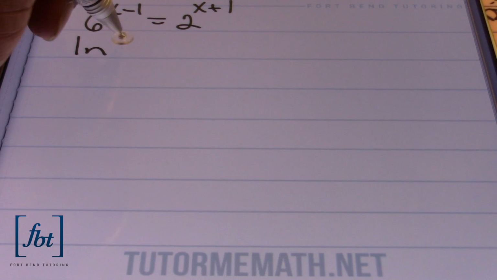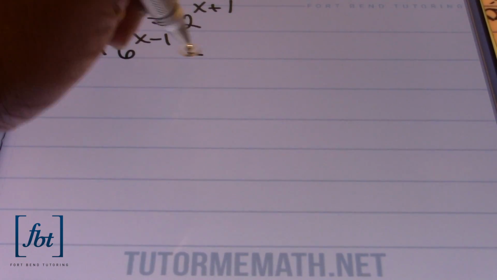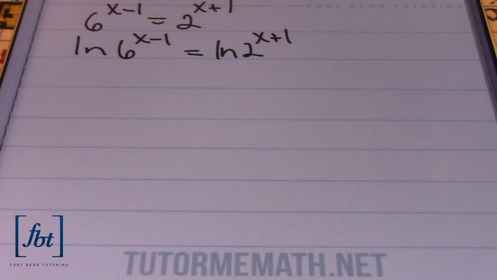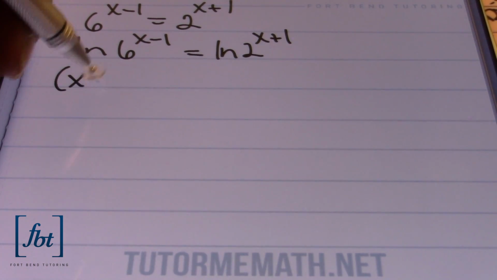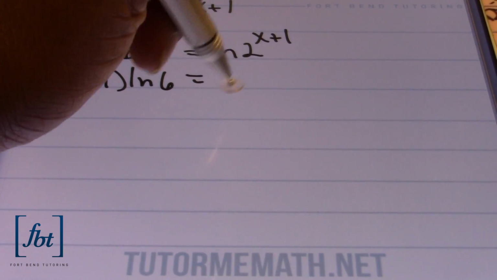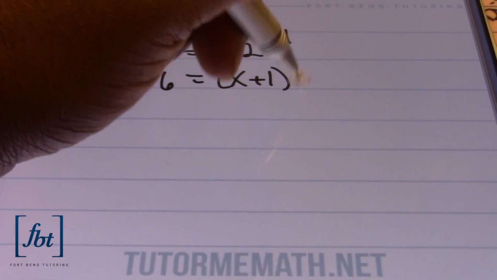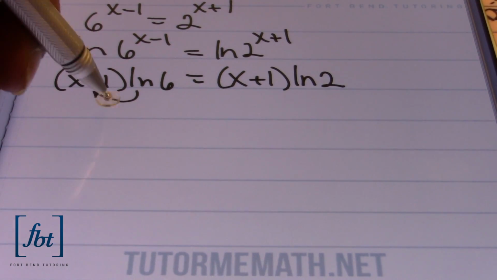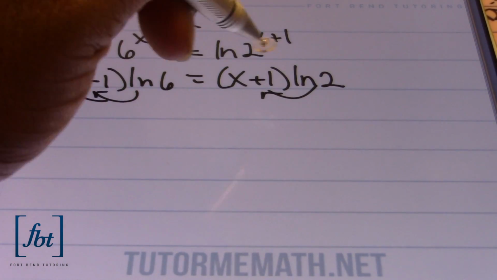I'll have the natural log of 6 to the x minus 1 equals the natural log of 2 to the x plus 1. And from here, the exponents become coefficients. So I can rewrite this as x minus 1 times the natural log of 6 equals x plus 1 times the natural log of 2. And then distributing, that's right.